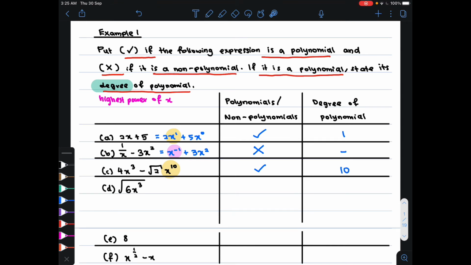For part D, we have square root of 6x cubed, which is equal to square root of 6 times square root of x cubed. And this is equal to square root of 6 times x to the power of 3 over 2. So if we look at the power of x, we have 3 over 2, which is a fraction. Therefore, this is a non-polynomial. Hence, we don't have degree of polynomial.